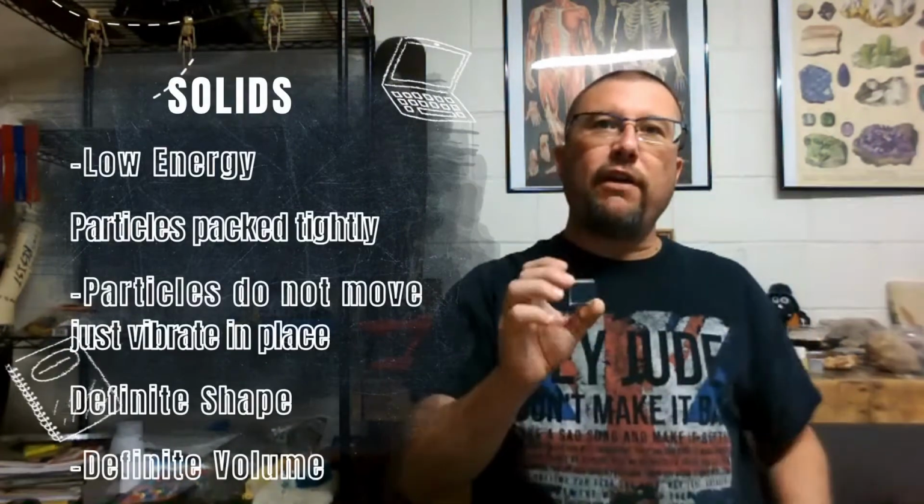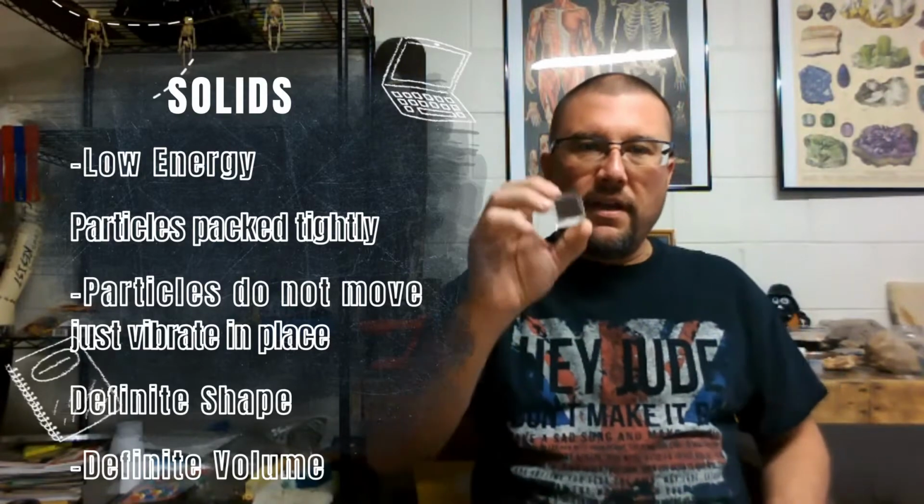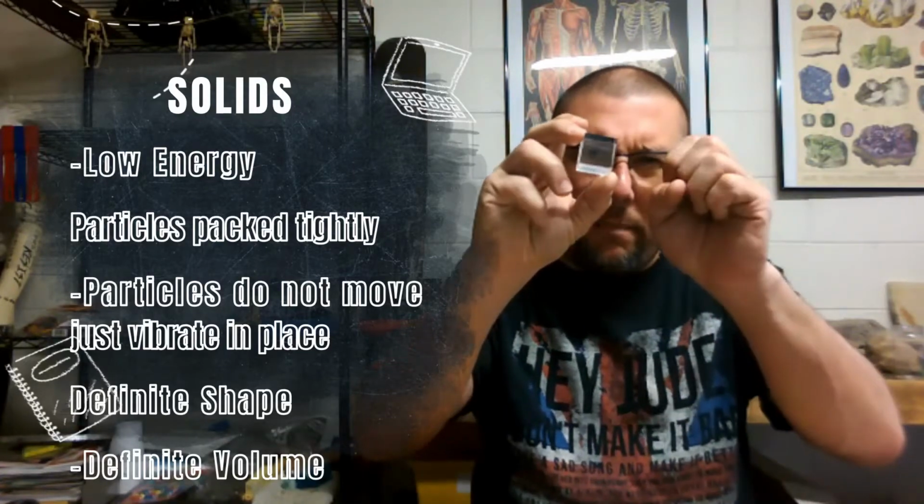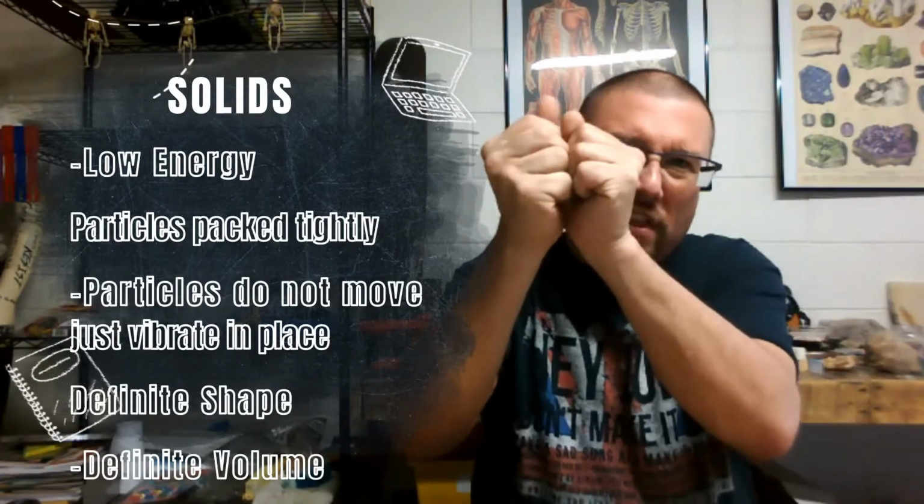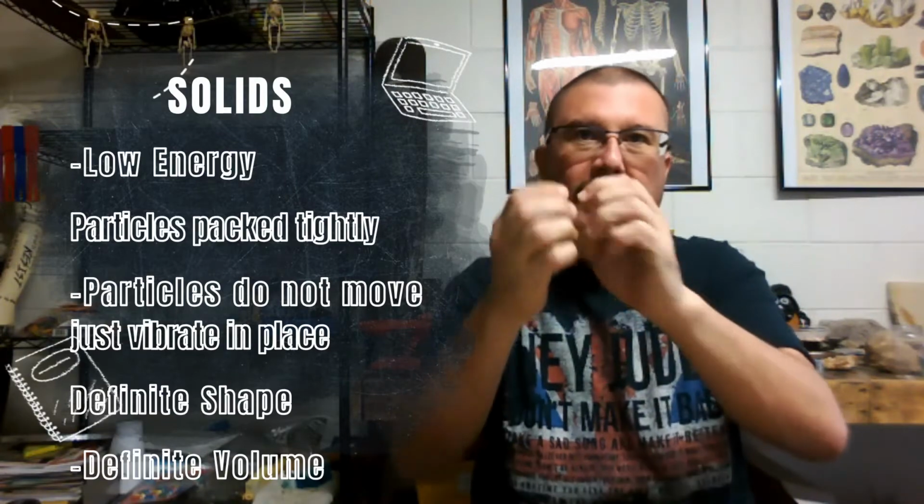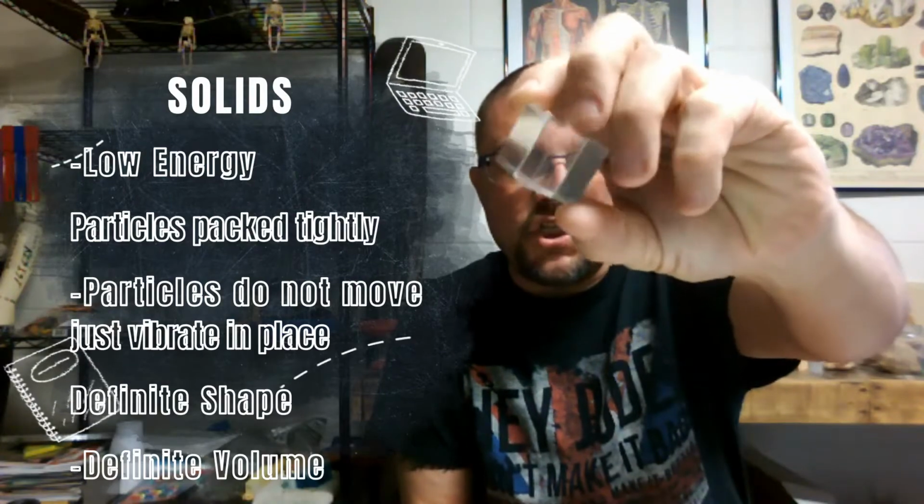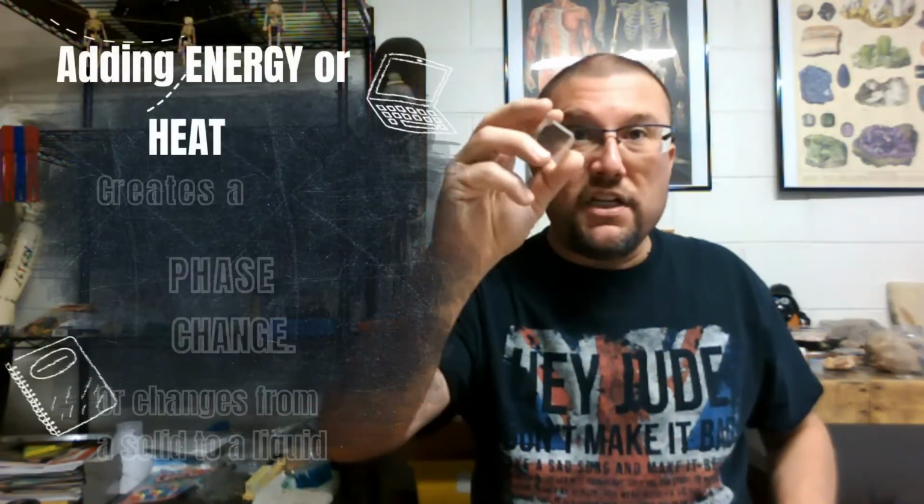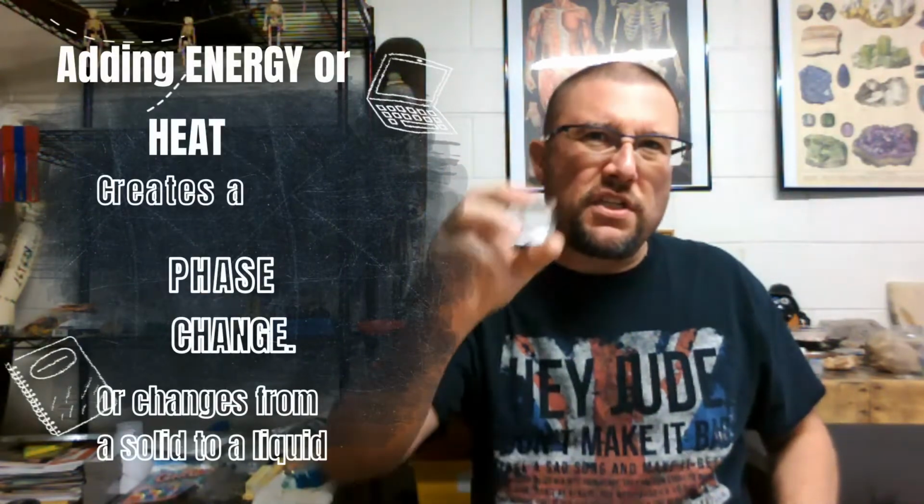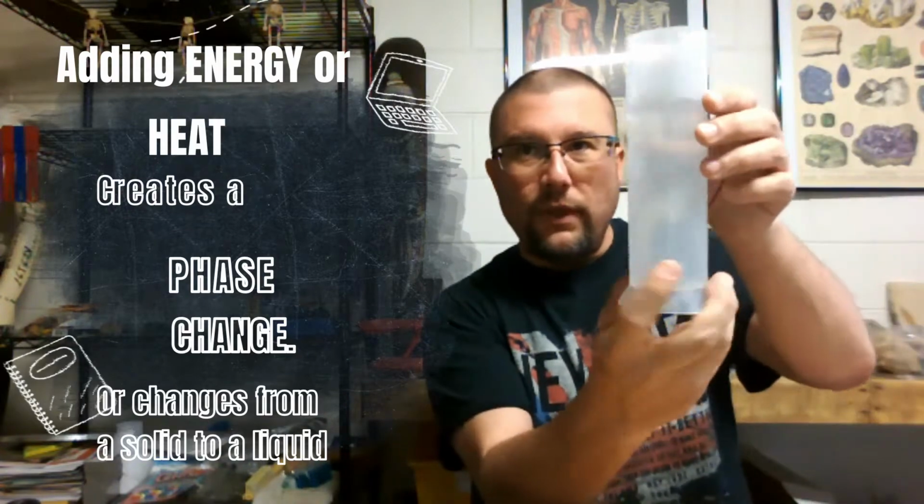So let's think about solids. Solids, like ice or snow, have low energy and very little particle movement. The particles inside a solid are packed super close together. They just vibrate in place. And because of that, a solid, like an ice cube, will hold its shape and volume. If we add energy to an ice cube, it phase changes from a solid to a liquid.